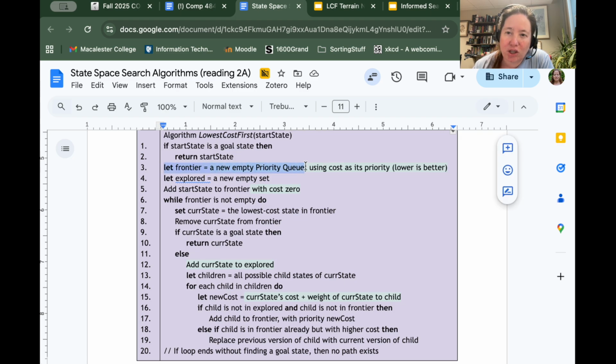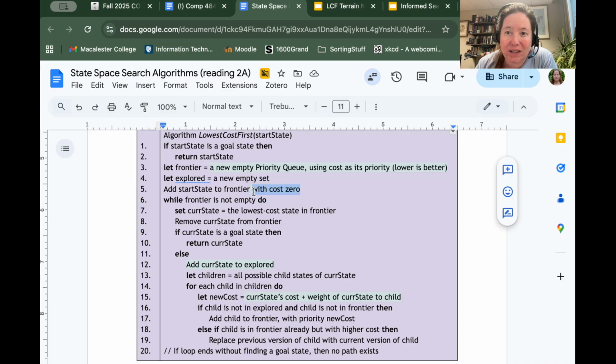We're changing out the queue to be a priority queue. But we still have the explored set. And in fact, the explored set is more important here than it is in breadth first search. We're going to add the start state to the frontier. Generally speaking, the initial cost is 0. There are some cases that we're going to look at where the initial cost might not be 0. But often we start with a path cost of 0.